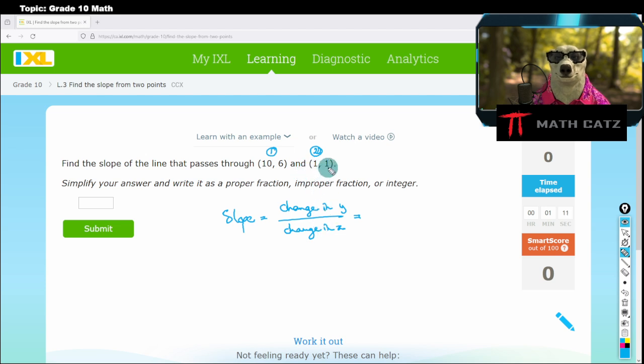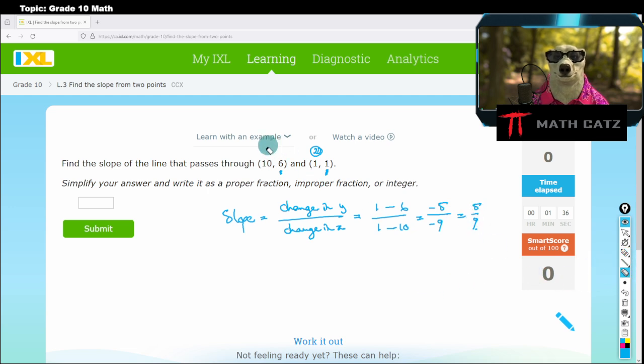Change in y from 6 to 1, so second minus first. Change in x, 10 to 1, second minus first. So what do we get here? We get a negative 5 over negative 9 that I can simplify to 5 over 9.